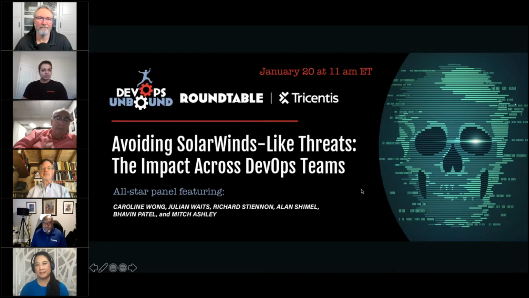Today's roundtable, it's a DevOps Unbound episode, and it's titled Avoiding SolarWinds-like Threats, the Impact Across DevOps Teams.